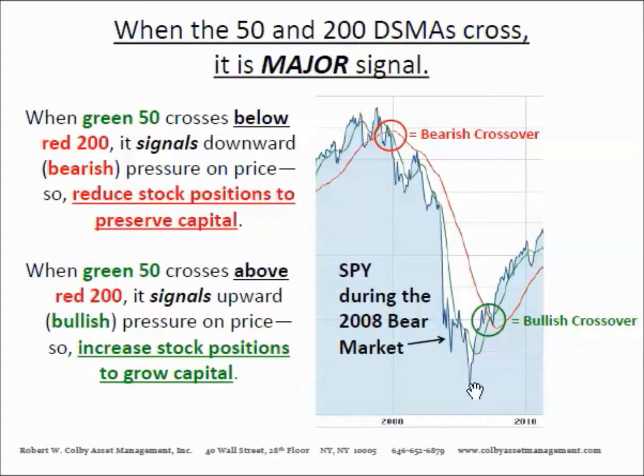And then kaplooey, everybody lost all their money. In March of 2009, we bounced back up. And then right here in the summer of 2009, we had a bullish crossover, when the 50-day crosses back up through the 200-day simple moving average. And that is good. That is bullish. That means increase stock positions to grow capital and our fortune.